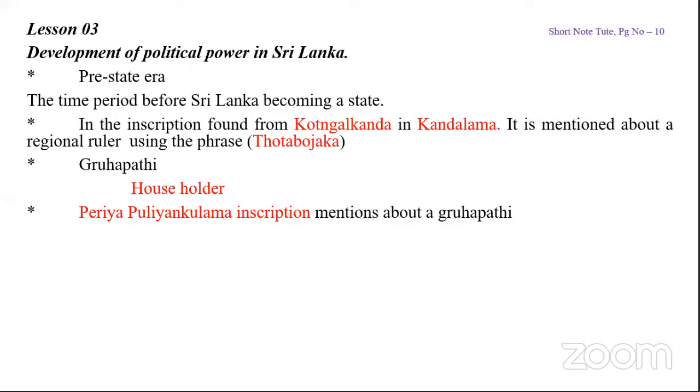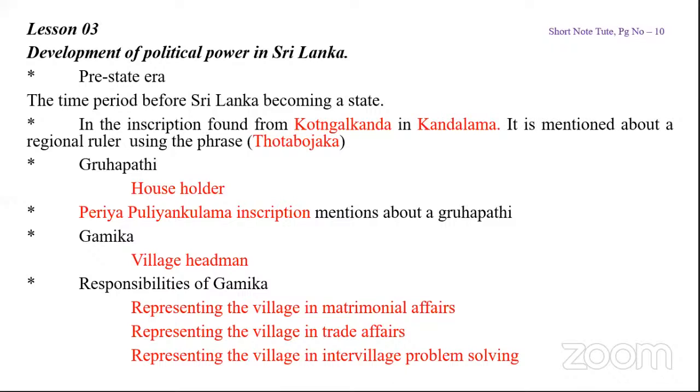So the inscription that gives information about Gruhapati, the Periya Pulyan Kalama inscription, what is mentioned? One Gruhapati doing metal work had cleaned a cave and offered it to monks. So that is the information given by the Periya Pulyan Kalama inscription. Then who was Gamika? Gamika was the village headman.